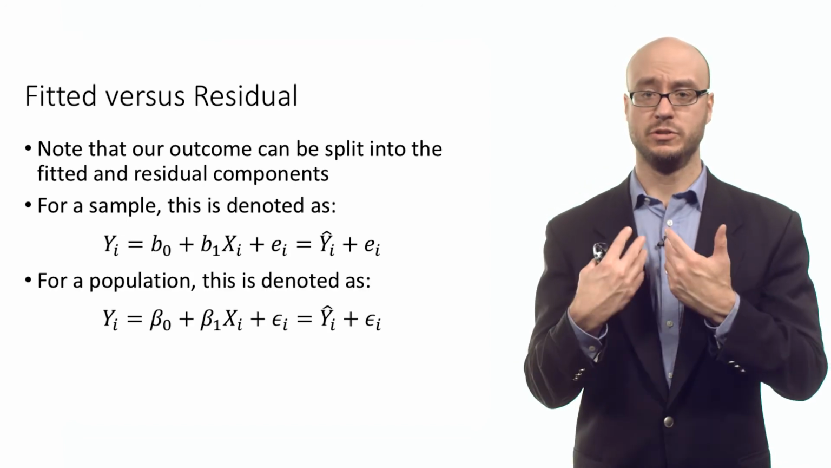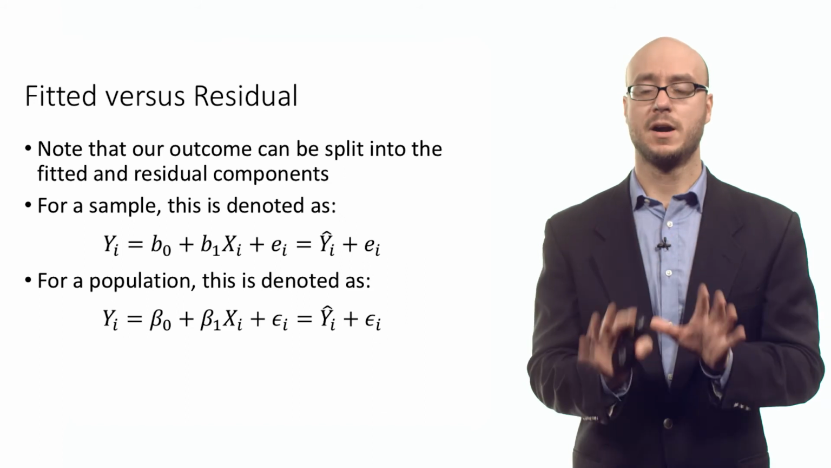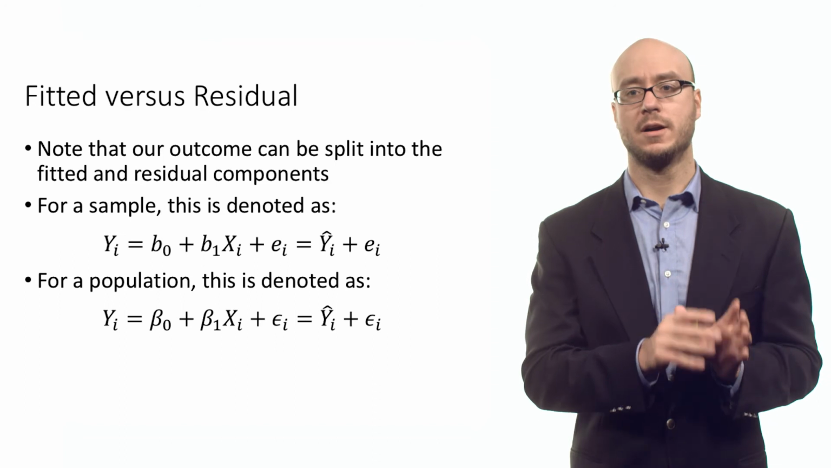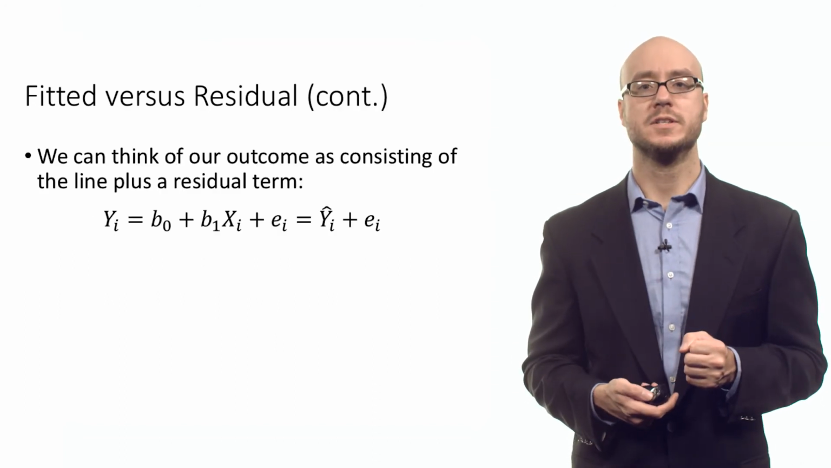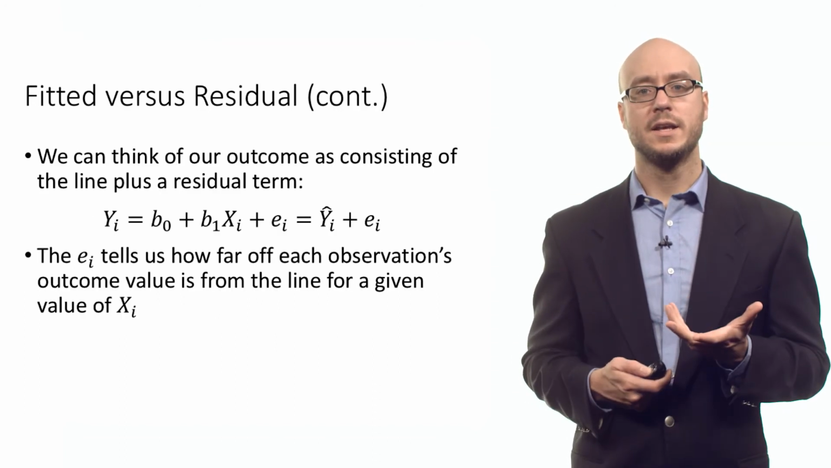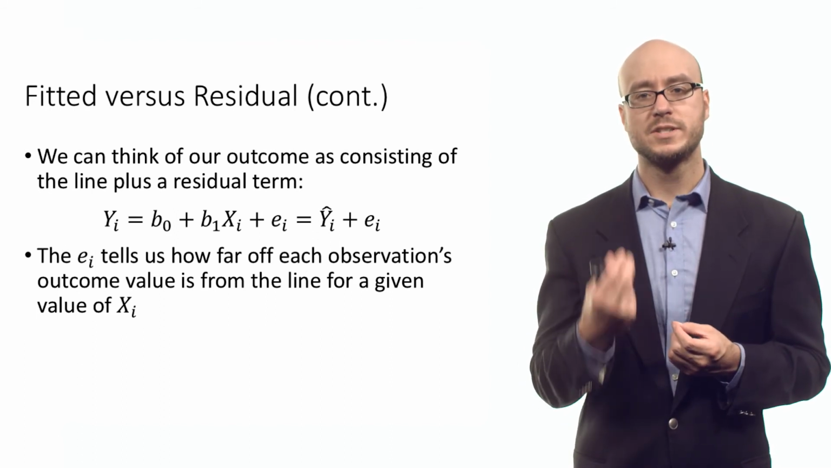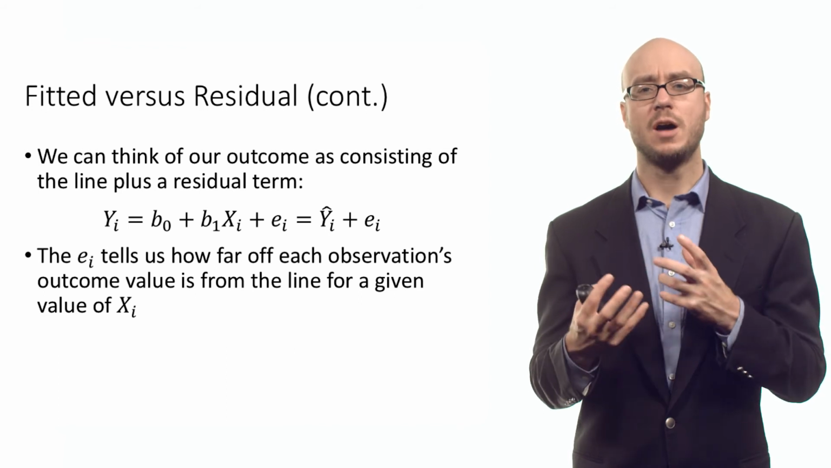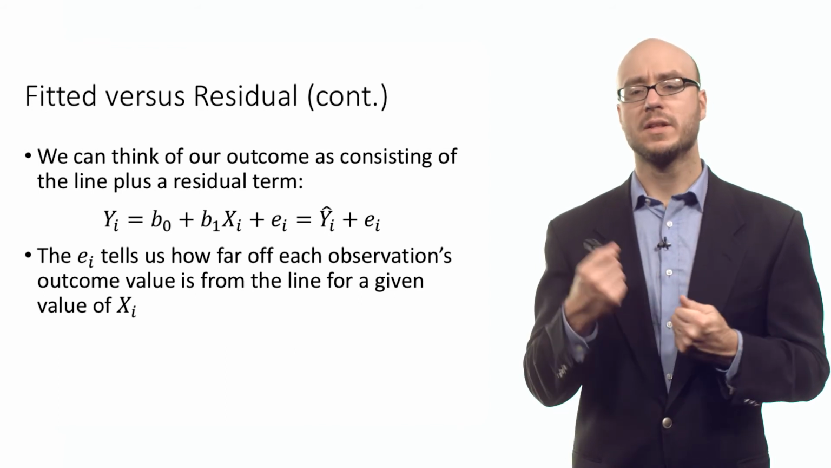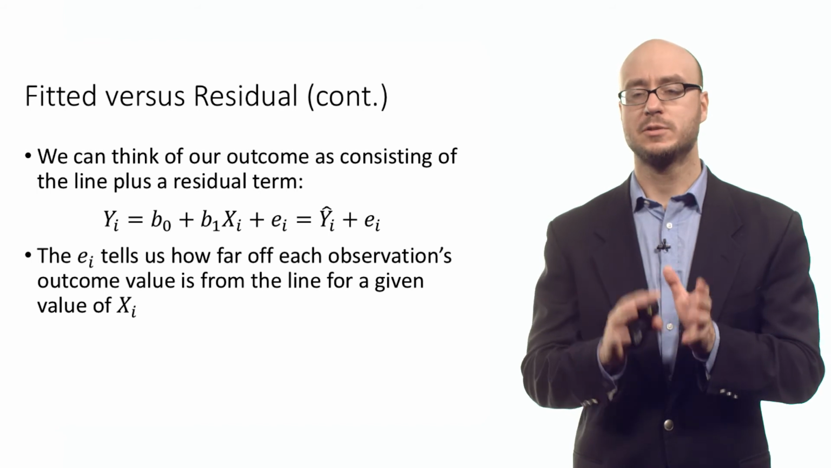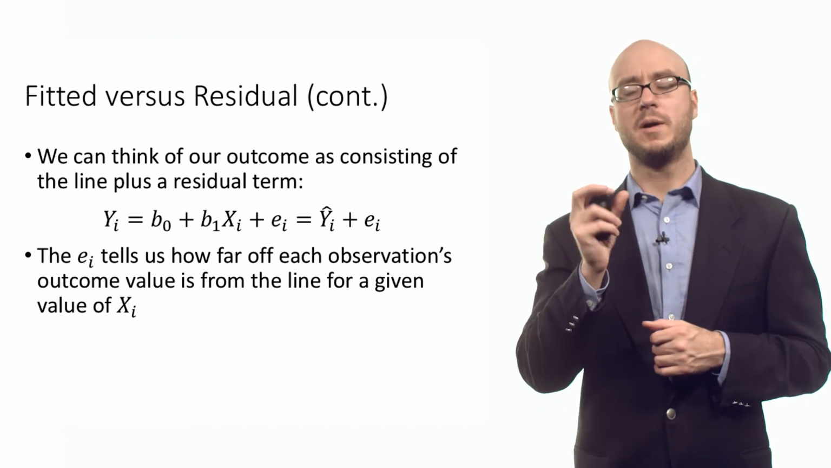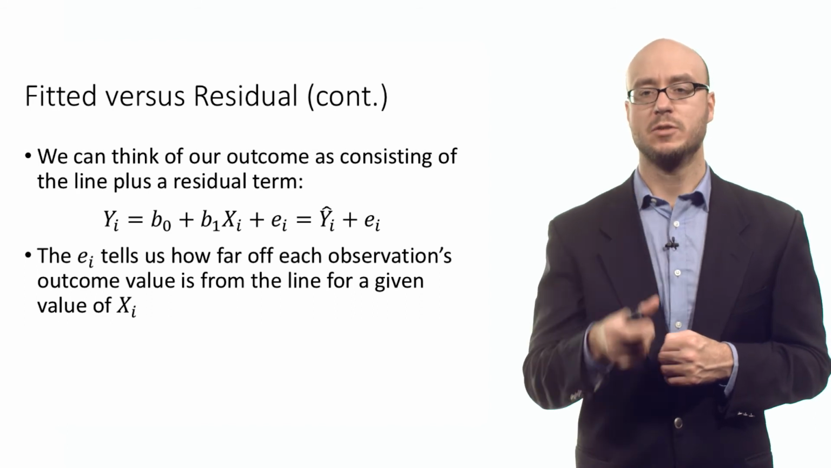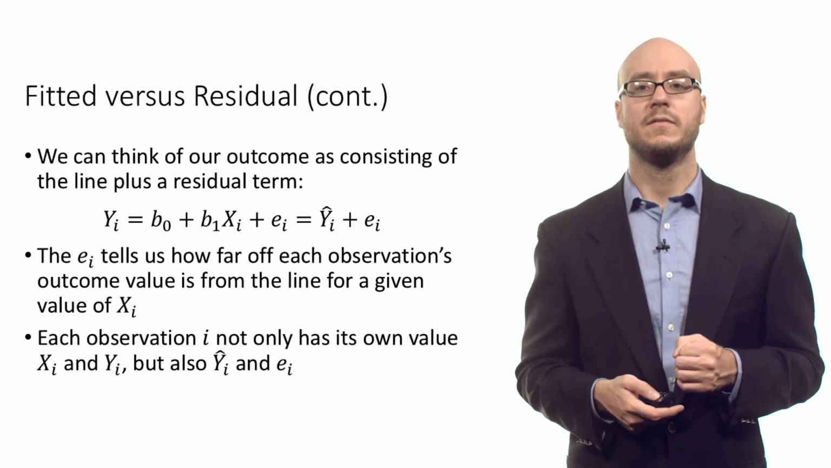If you have a population, you use a slightly different notation, but it's the same concept. You have the y-hat, the fitted or predicted part of the outcome, and then you have this error, this residual. The idea is that the residual or error tells us how far off each observation's outcome value is from the line for a given value of x. So when x equals 103, we're off by about 2.5 degrees Fahrenheit. That is the error term, the value of e for that particular observation.